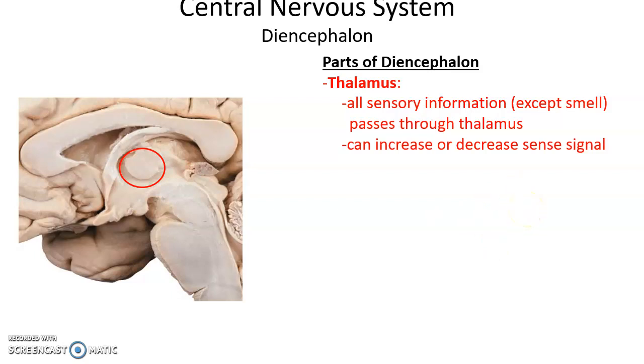So the thalamus acts as a relay station for sensory information. And in the thalamus, it can increase or decrease that sensory signal depending on whether it views that as being important or not.